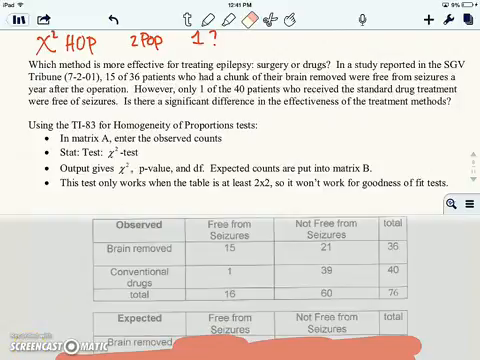Chi-squared test of homogeneity of proportions is when we have two populations and we ask one question. We're going to do an example using methods for treating epilepsy, and those methods are surgery or drugs.